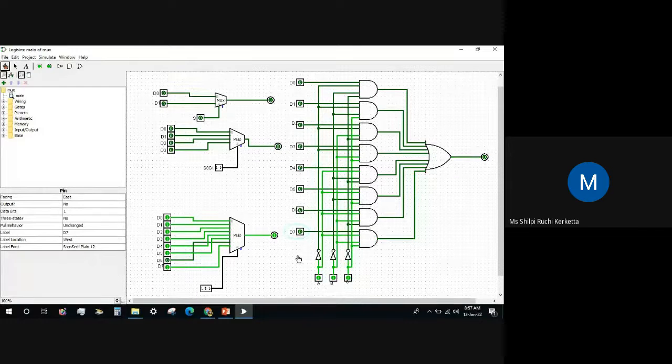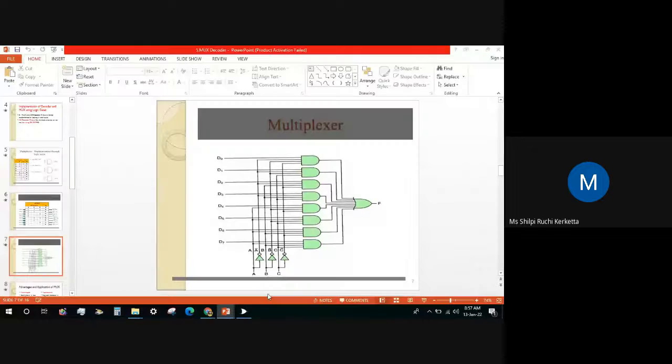Like we have to see how the code is assigned. I told you how the code is assigned.